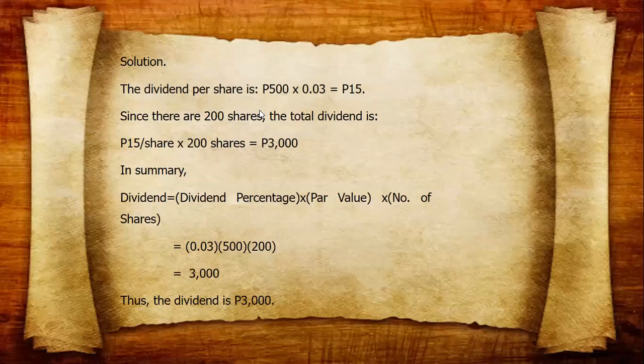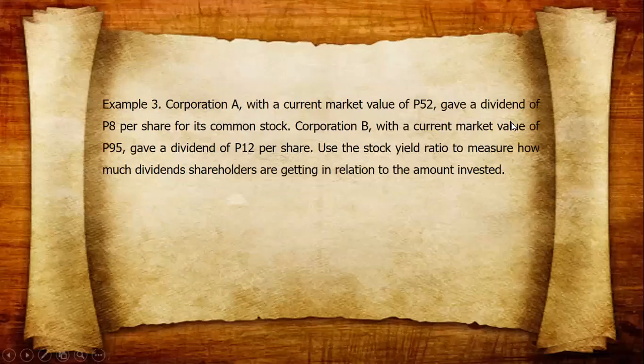Corporation A with the current market value of 52 pesos gave a dividend of 8 pesos per share for its common stock. While Corporation B with a current market value of 95 pesos gave a dividend of 12 pesos per share. So use the stock yield ratio to measure how much dividend shareholders are getting.